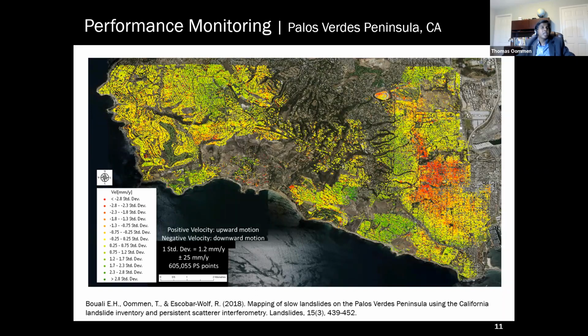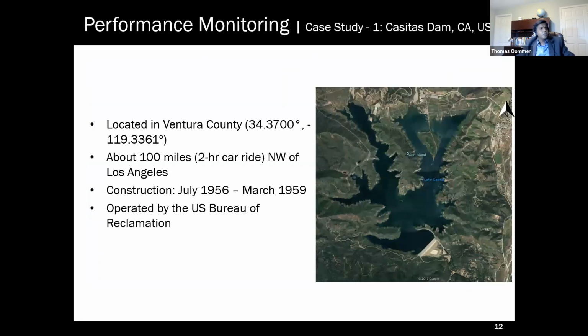So there is more work that can be done in that area. Now, when we were analyzing this area using the InSAR data, what we found was an area located in Ventura County, about 100 miles northwest of Los Angeles. There was a dam called the Casitas Dam, constructed from 1956 to 1959, and it is operated by the U.S. Bureau of Reclamation.